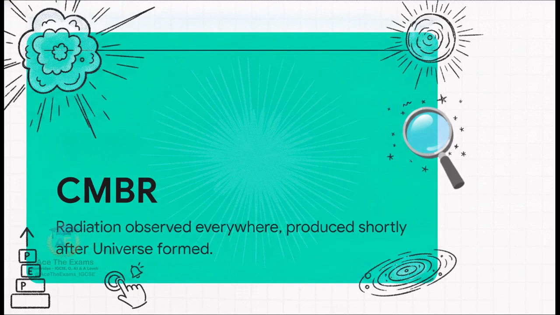Okay, let's look at the foundational knowledge. The crucial baseline fact you absolutely must know is that CMBR is observed everywhere, at all points in space, and was produced immediately after the formation of the universe itself. But knowing the definition isn't enough to pull off our heist. You need a system to deliver it. This is where we introduce the ultimate weapon used by top-tier students, the PEEL framework. That stands for point, evidence, explanation, and link.